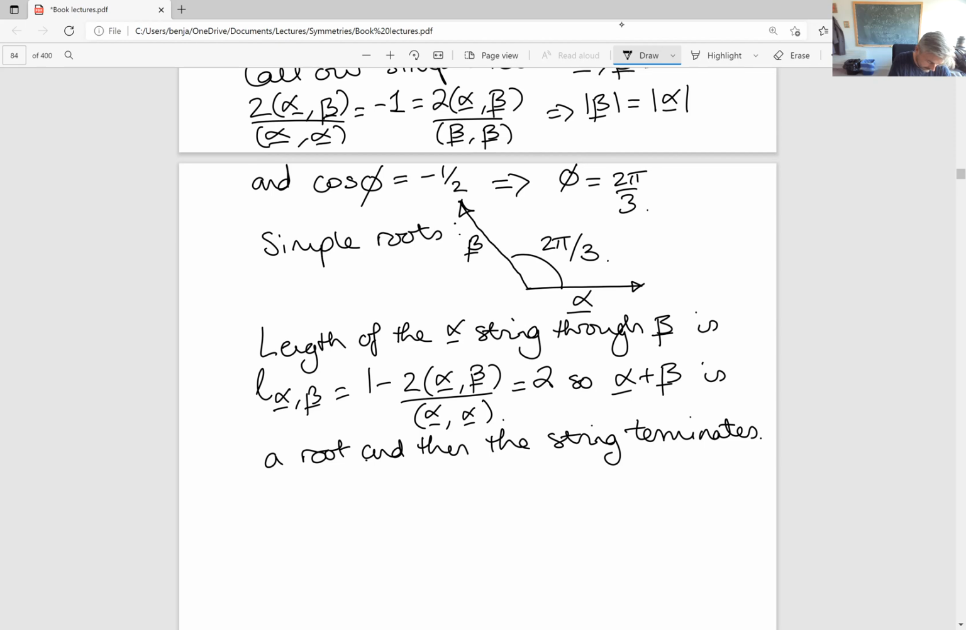So far, in the positive roots, we have alpha, beta, and alpha plus beta. Of course, we have the negative roots, which are just minus the positive roots.